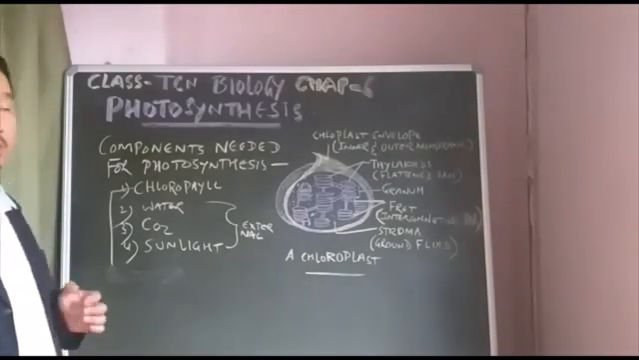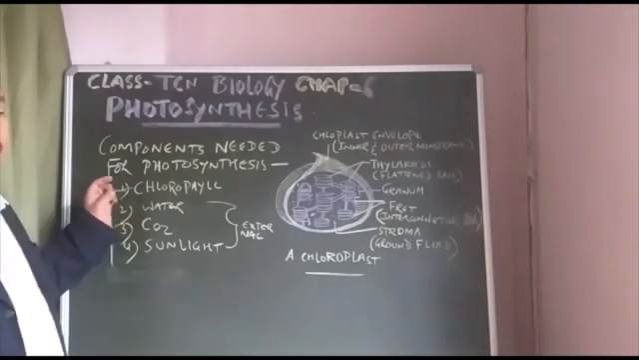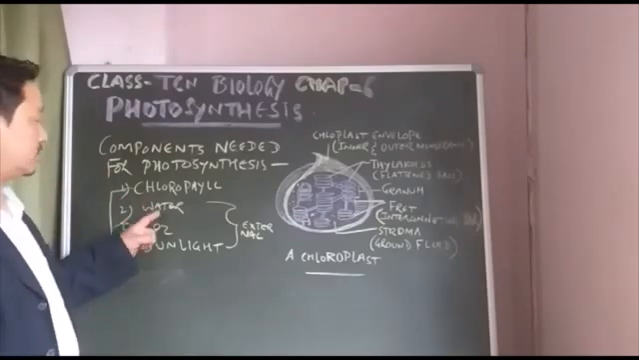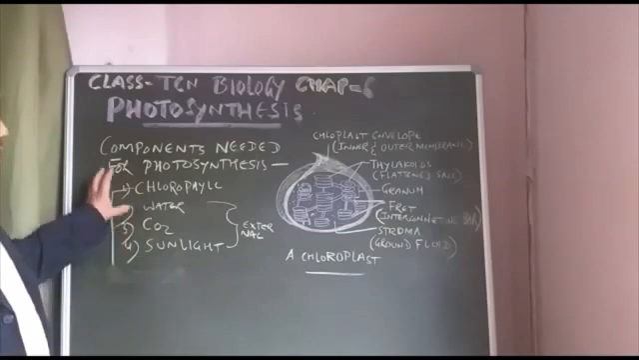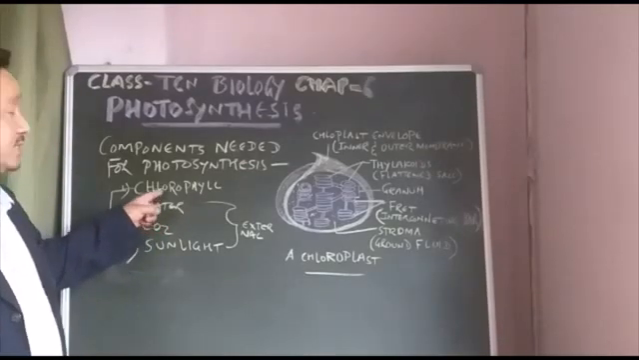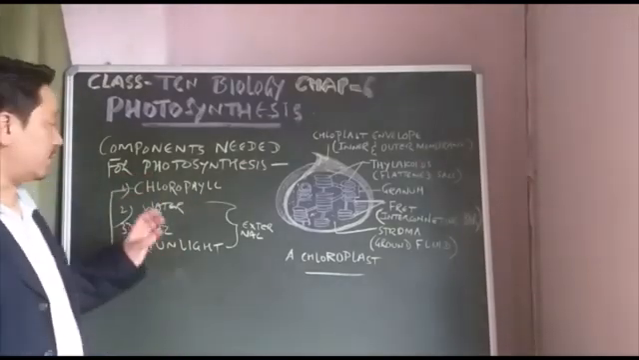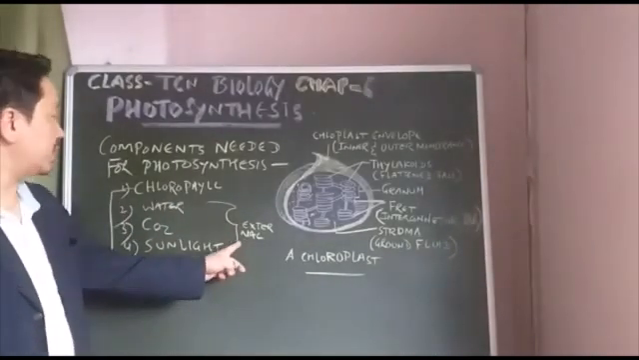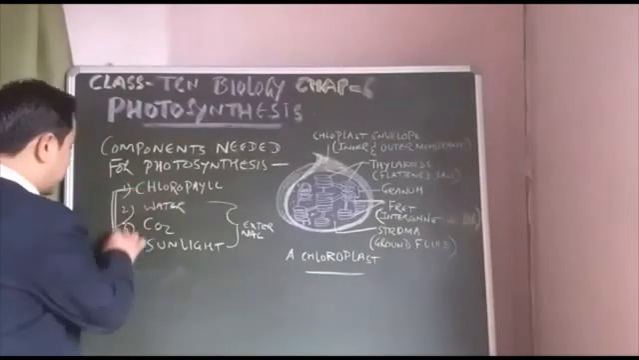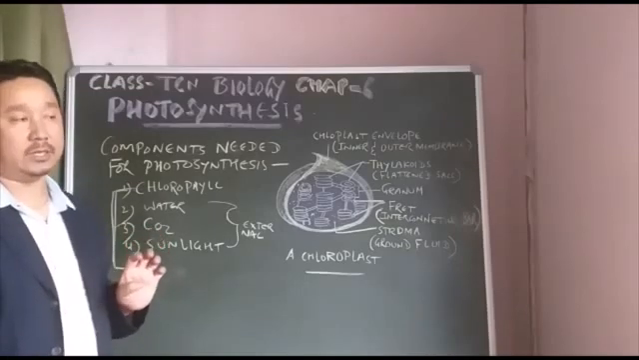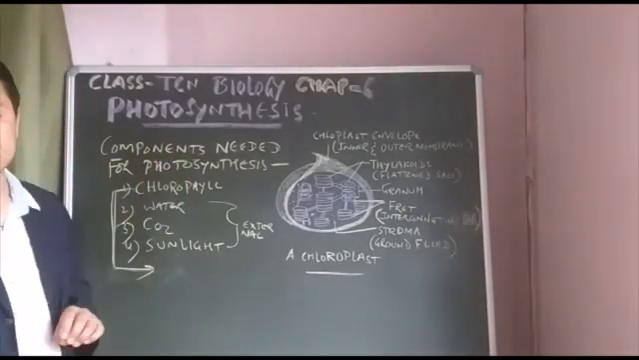Now we'll see the components of photosynthesis. As you know, the components are chlorophyll, water, carbon dioxide and sunlight. Out of these four, chlorophyll is an internal component, which means it is found in the plant itself, and the other three are found in nature, so they are called external components. Now we'll talk about chlorophyll, the vital pigment found in the plant, without which photosynthesis is not possible.